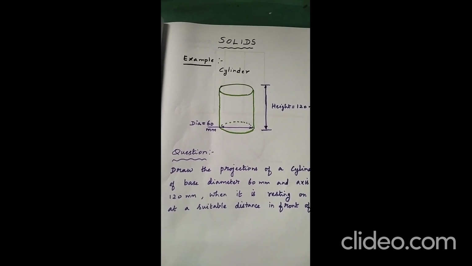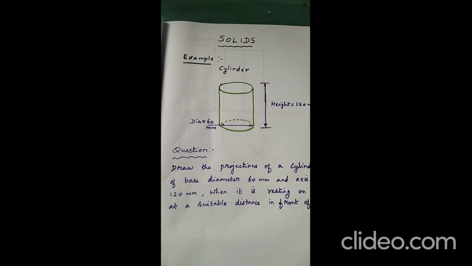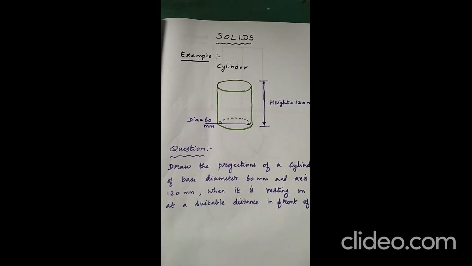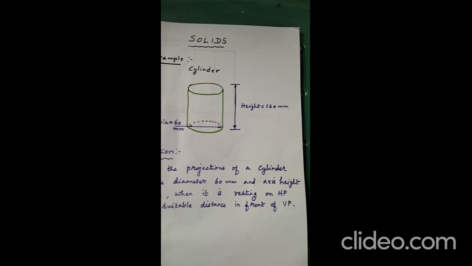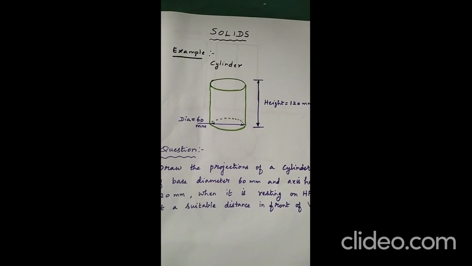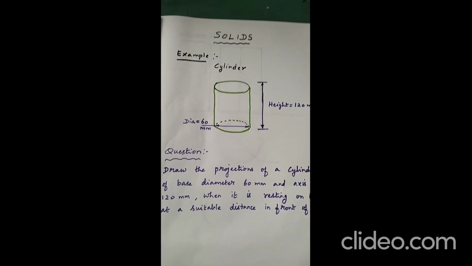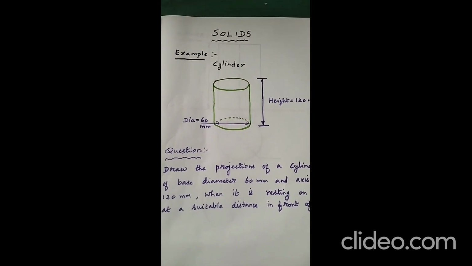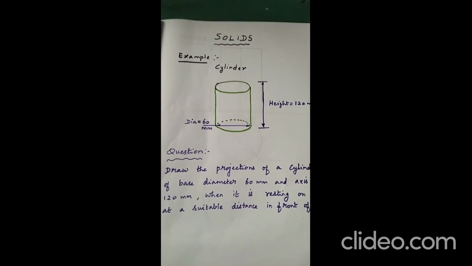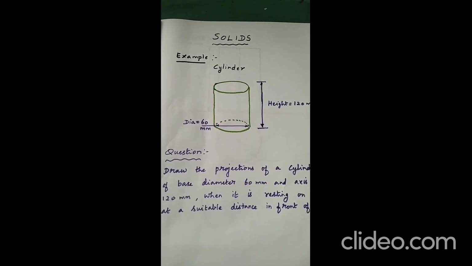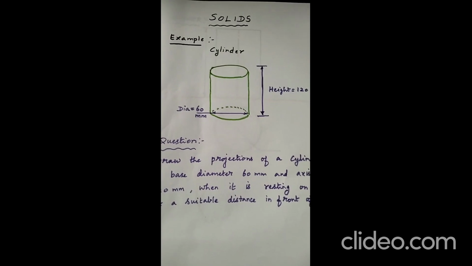And the last sentence of the question, all of you go through, very important. We are asked to assume our own distance in front of VP, that is, a suitable distance in front of the vertical plane. So anywhere below XY, we can draw the top view and go for planning the front view accordingly. Now we will see the answer.